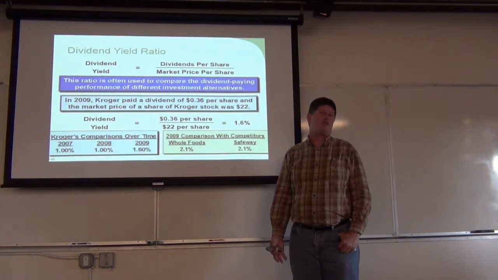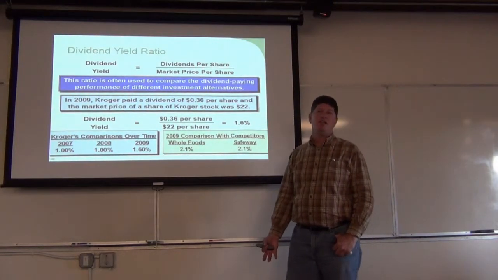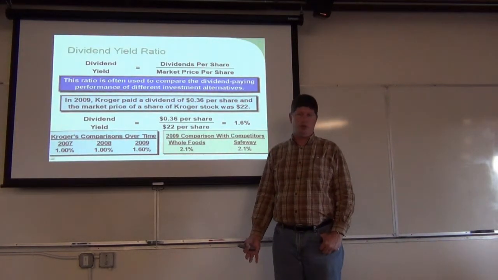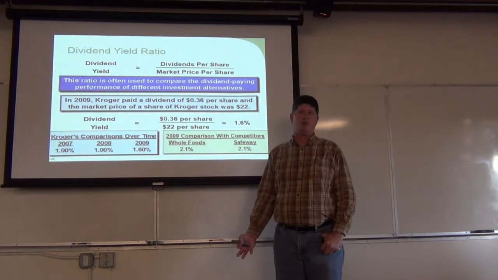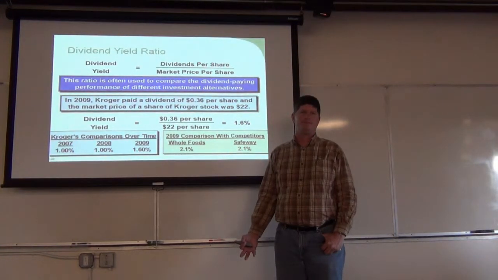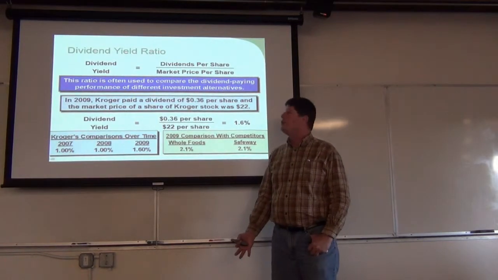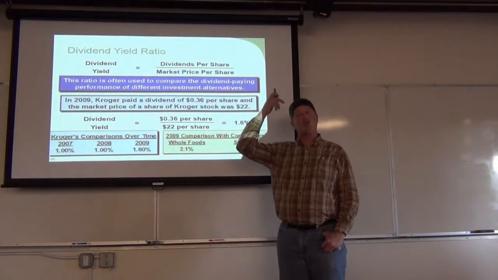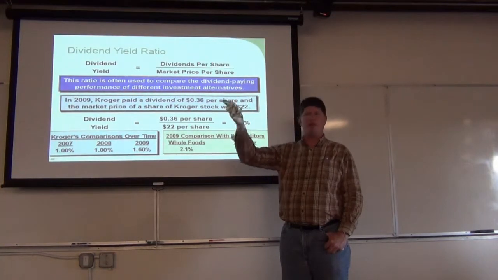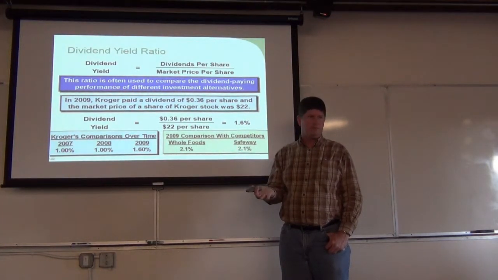So if you bought the stock for 20 bucks a share, you've got $20 invested. If you get a $2 return on that investment, you've just earned what percent? Come on, 10%, okay? So that's your dividend yield ratio. I just earned 10% on my investment. Make sense?